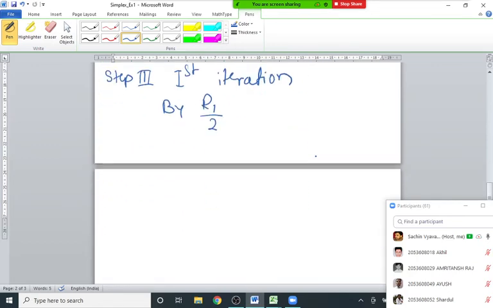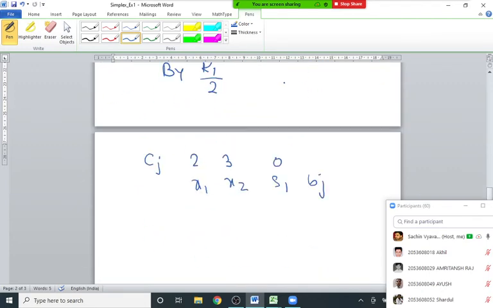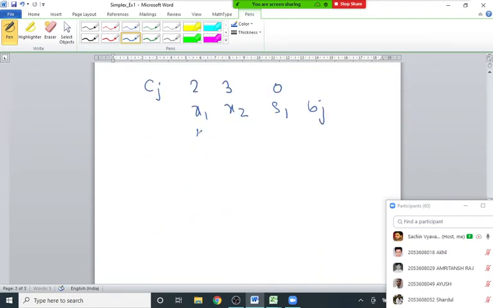So what will become? The Cj's will be as they are. Initially, whatever the Cj's we have, like 2, 3, 0. After that, we have the variables x1, x2, s1, and then bj. Now, whatever row we have, we are dividing by 2. So it is 1 by 2, 1, and again 1 by 2. Here is 1, and this is also 1 by 2. And this becomes 50, because 100 upon 2. So this is r1 upon 2.